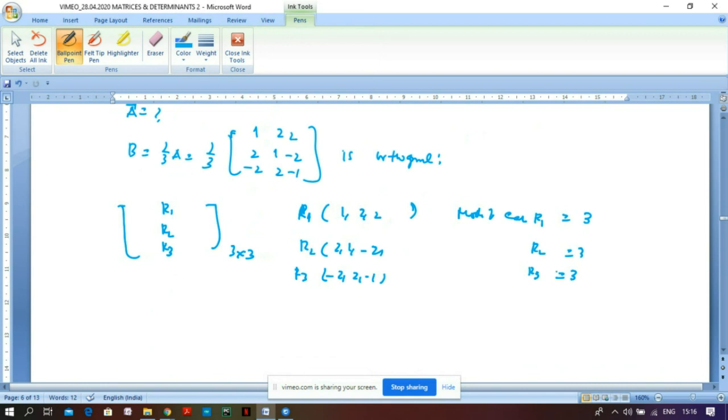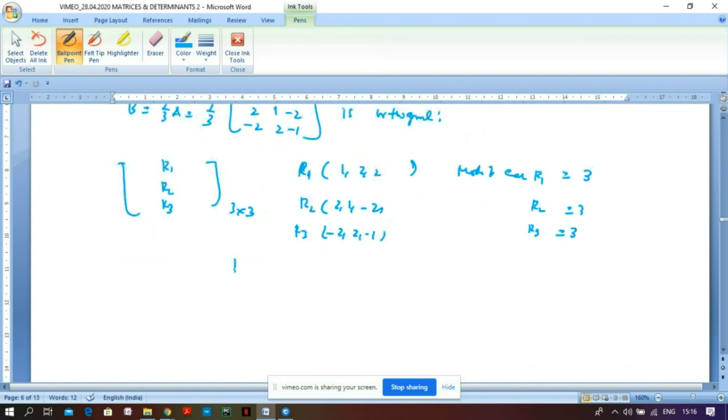Now take the dot product. If you take R1 and R2 dot, that is 1, 2, 2 dot 2, 1, negative 2, what do you get? You get 2 plus 2 minus 4. Wow, that's 0. Similarly, if you consider R1 and R3, that is 1, 2, 2 dot negative 2, 2, negative 1, that is negative 2 plus 4 minus 2, which is 0.